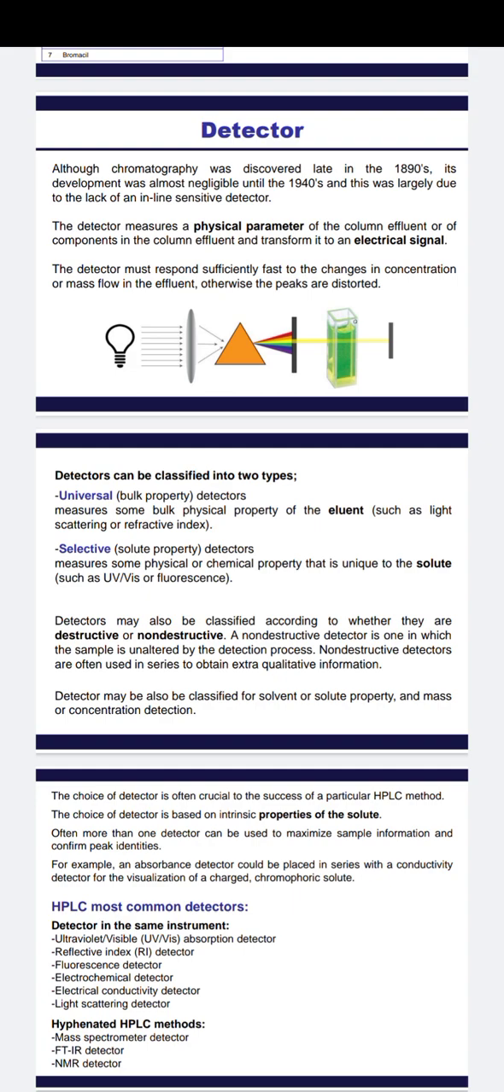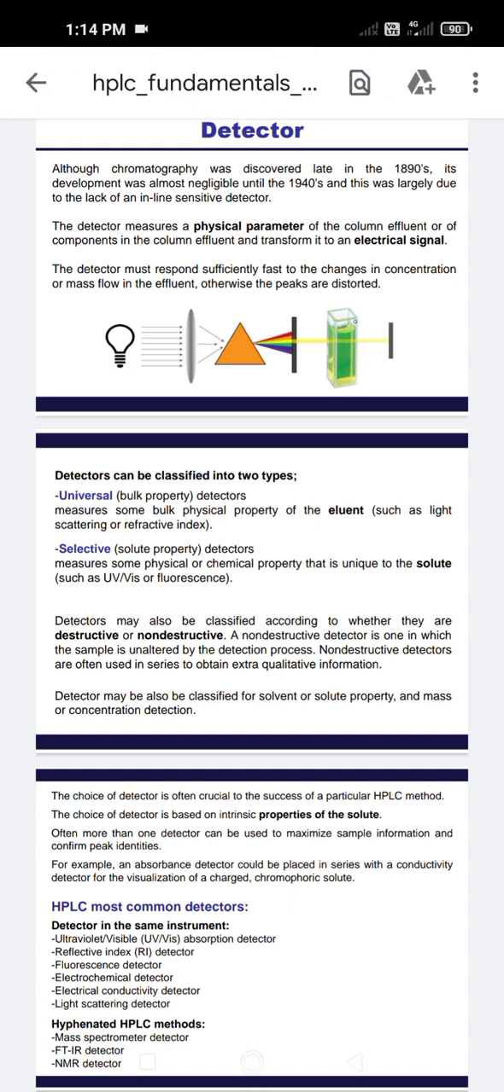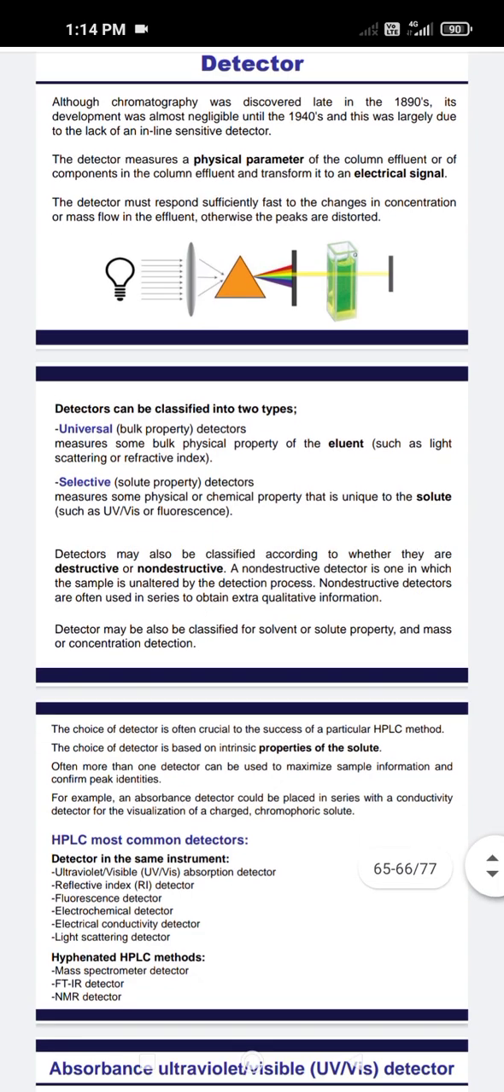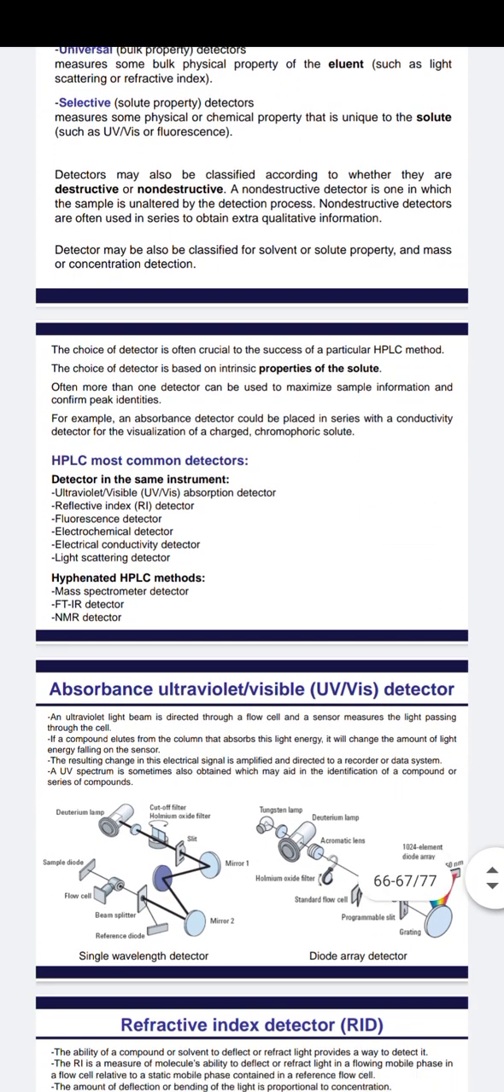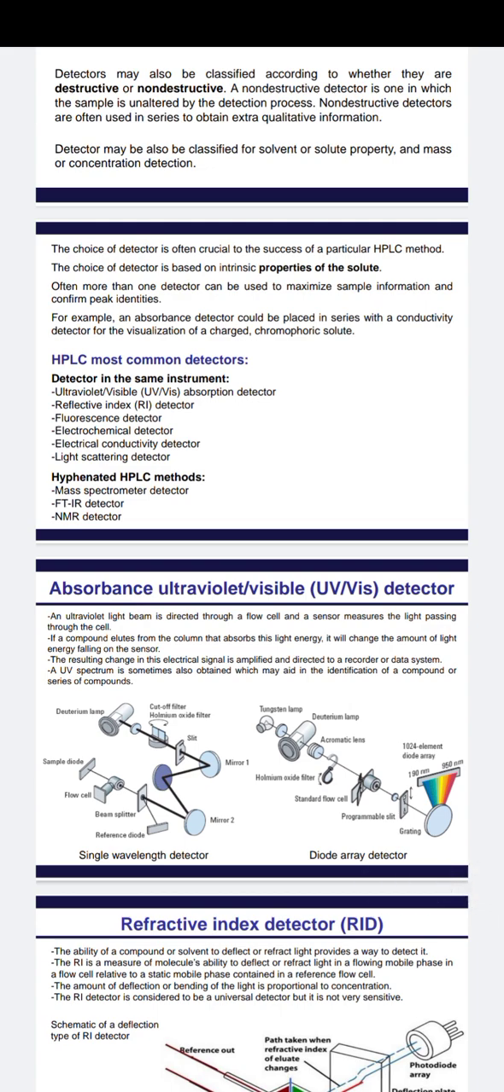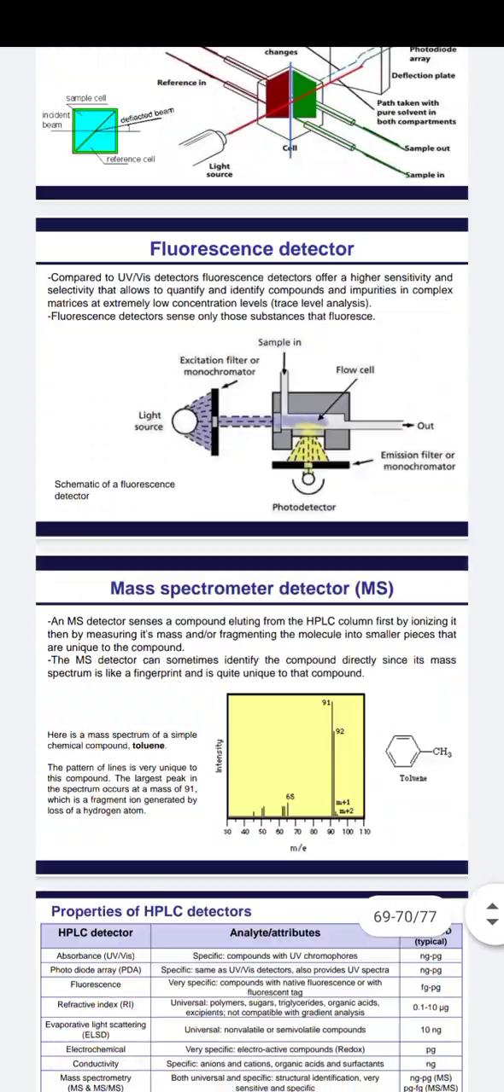Detectors can be classified into two types: universal and selective. A universal detector measures some bulk physical property of the eluent, and selective means it measures some physical or chemical property that is unique to the solute. Detectors may also be classified according to whether they are destructive or non-destructive. So these are some common HPLC detectors.